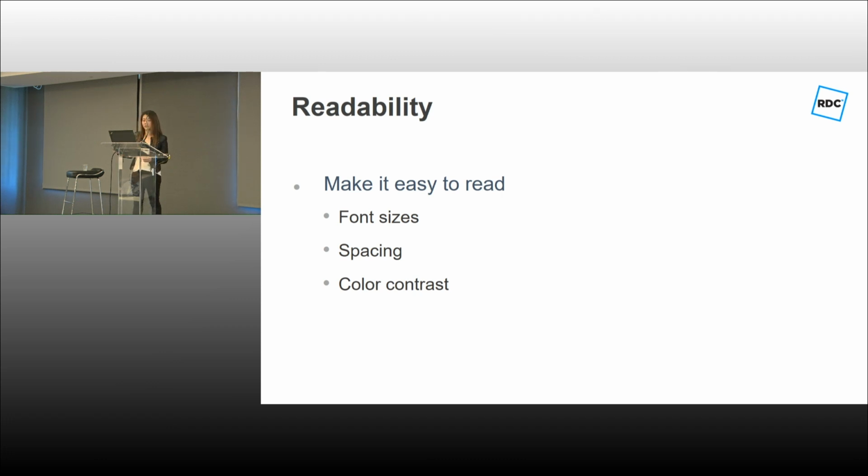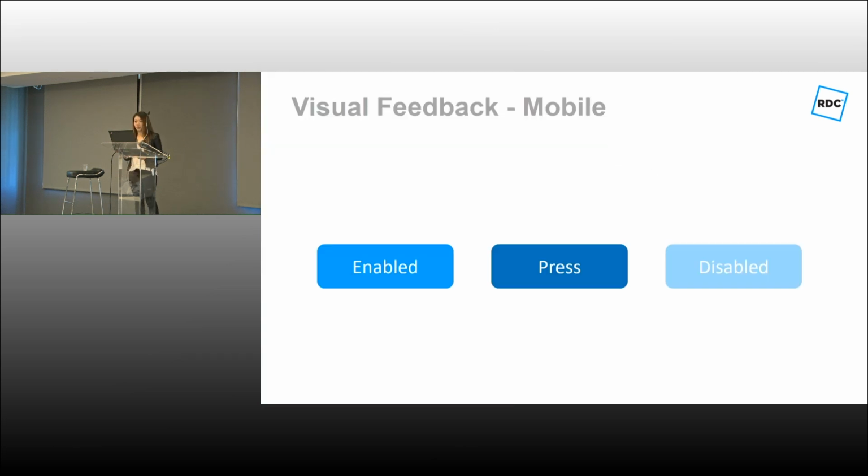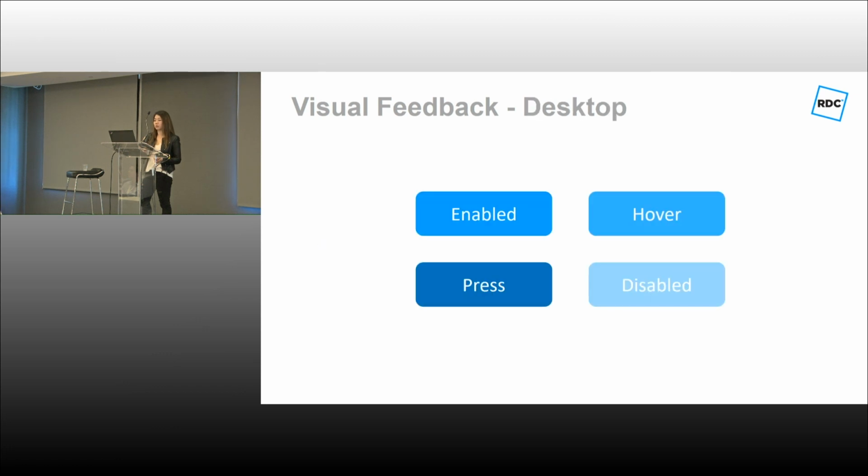So next thing, visual feedback. It is very important to always give your audience feedback so they know what's going on. Take buttons for example. On mobile, you want to show them which buttons are enabled, disabled, and the state changes when it's pressed. Then for desktop, there's one more called hover view since you're using a mouse. And then on console, you want to let them know what the current selection is.